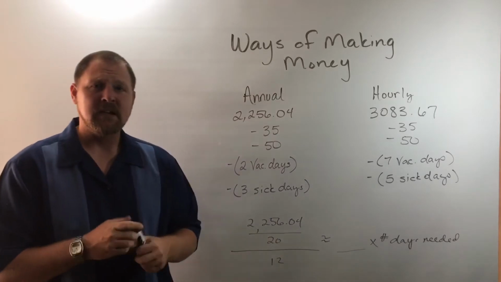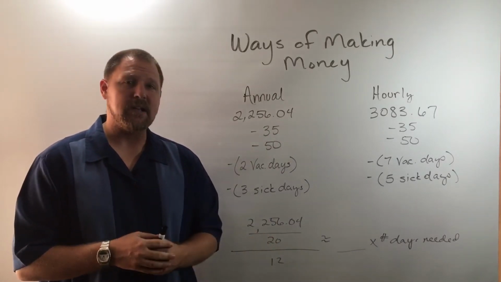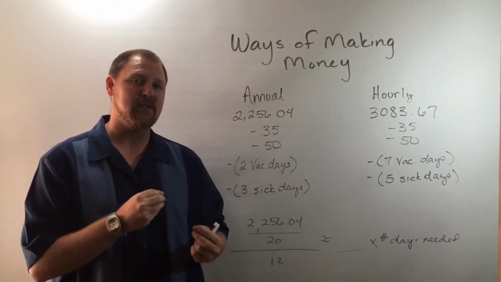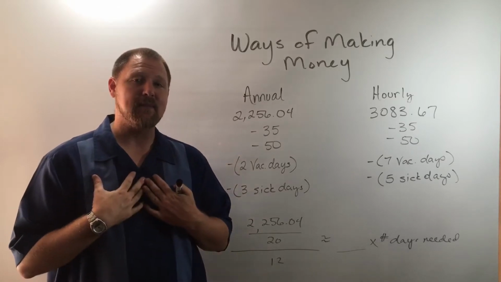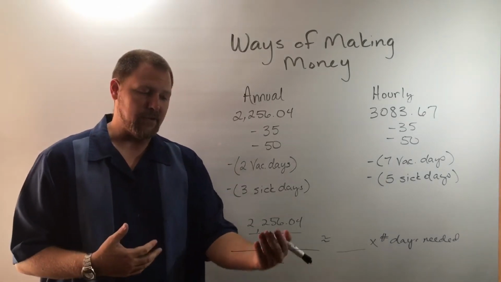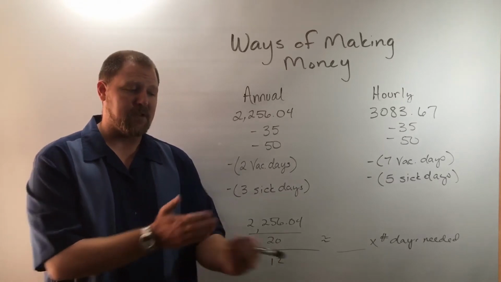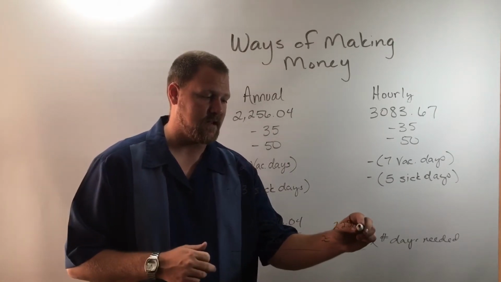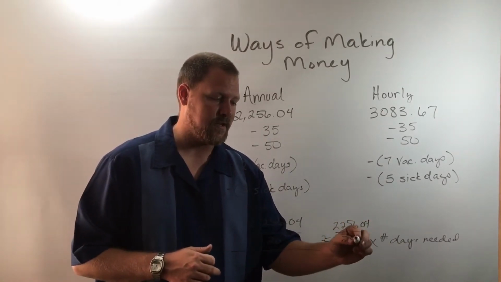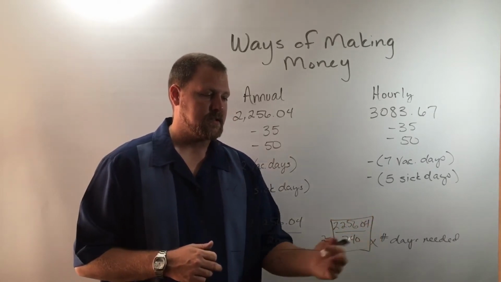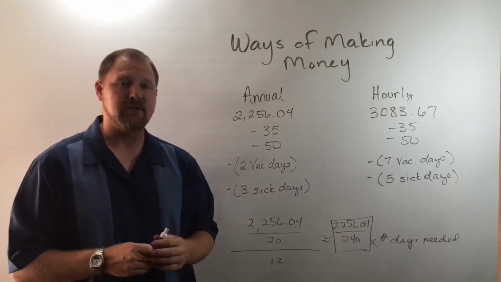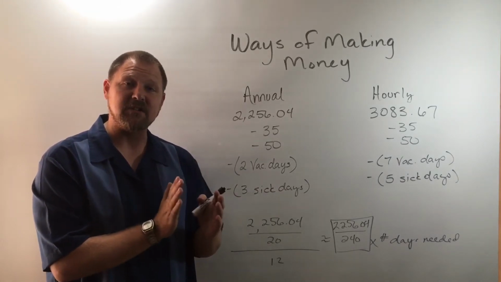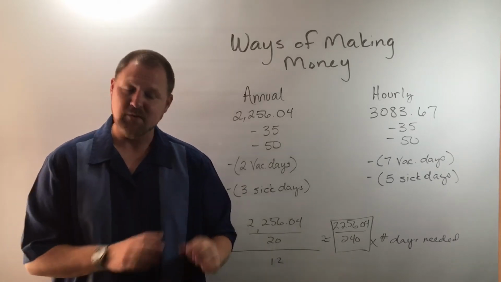Now, if you take a look at the 12 and the 20 here, that totals 240 days that you work. And so this is going to give you a little bit different answer than the way that I'm going to suggest. So if you did this operation without completely simplifying it, you're taking $2,256.04 divided by 240. And this number times the number of days you need is going to give you your calculation for monthly deduction for vacation or sick days. Now I'm going to show you a different way.